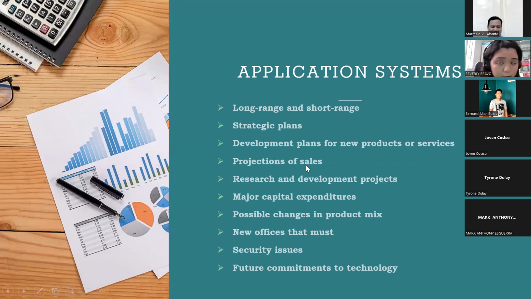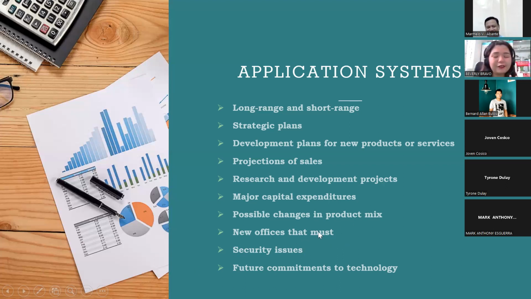We have the projection of sales, that's self-explanatory. Research and development projects, we also have to consider major capital expenditures. Of course, cost is a big consideration here. We also have possible changes in product mix. What else? New offices.